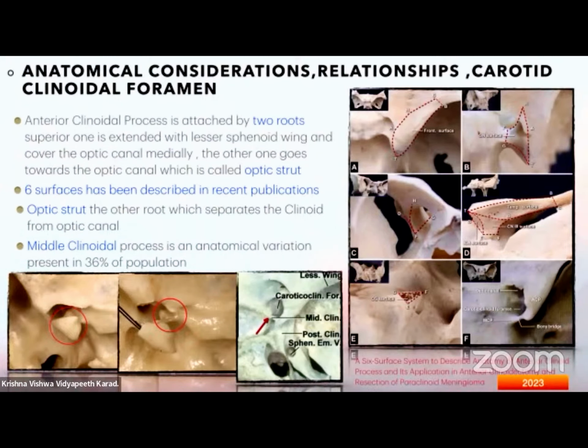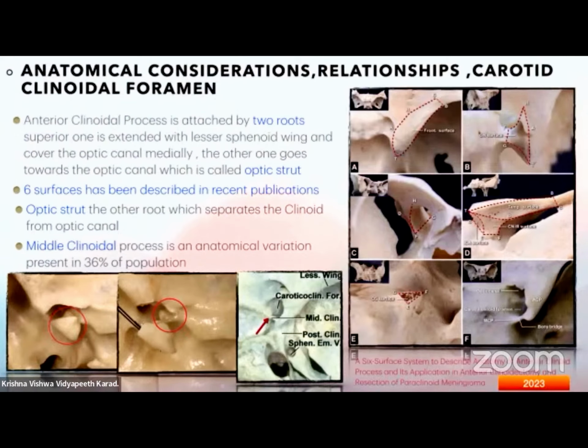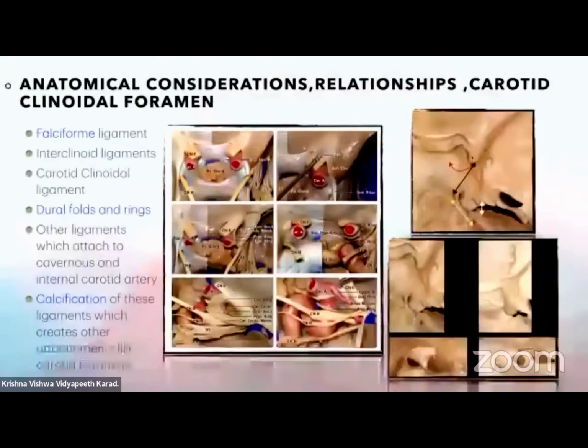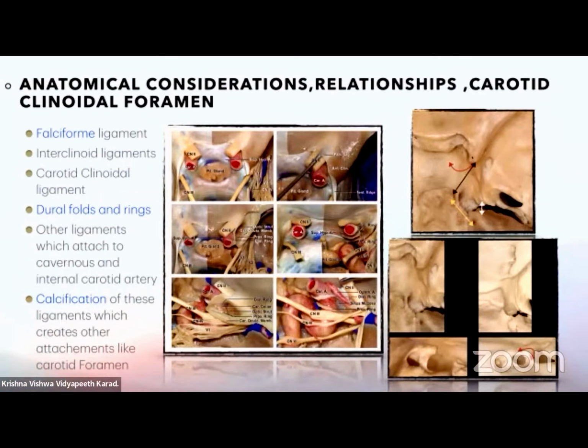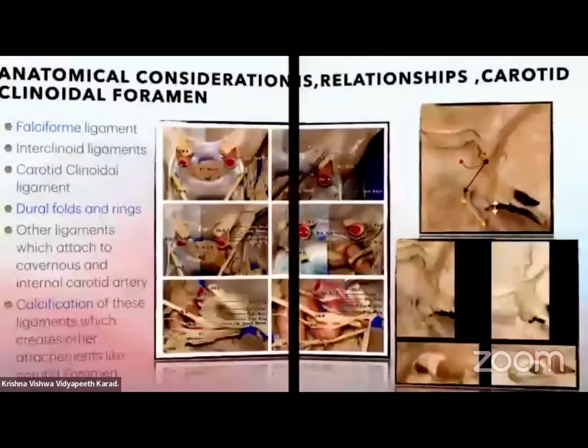The middle clinoidal process is an important anatomical variation which represents 36% of the population. Multiple ligaments and dural folds are related to this bone, which should be understood to have safer surgery. Multiple variations and degrees of calcification may develop new foramina like the carotico-clinoid foramen.